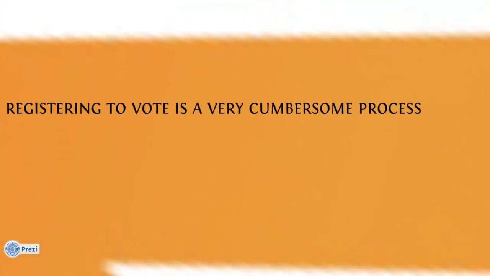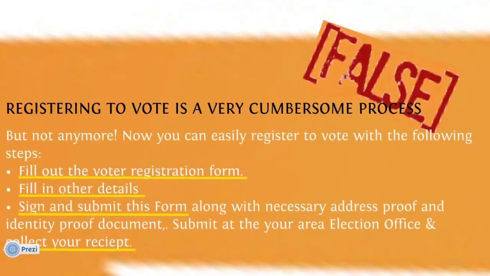Registering to vote is a very cumbersome process, but not anymore. Now you can easily register to vote with the following steps. Fill out the voter registration form, fill in other details, sign and submit the form along with necessary address proof and identity proof documents. Submit at your area election office and collect your receipt.